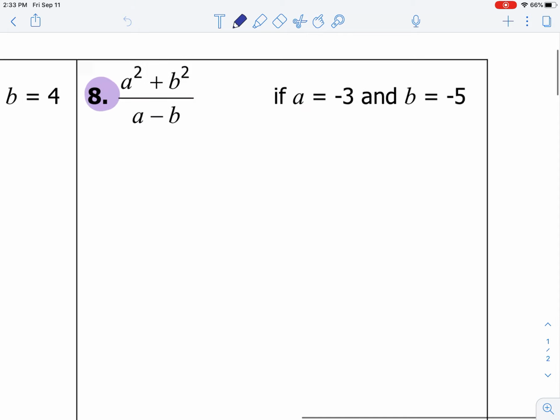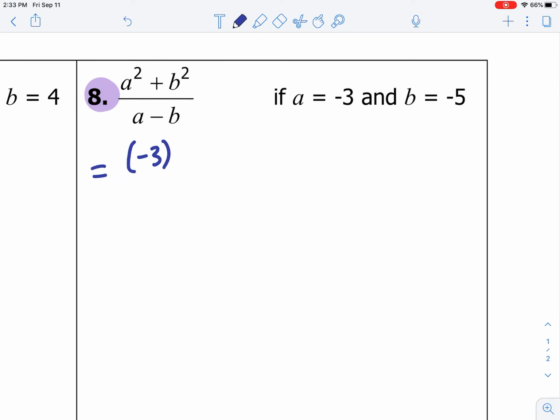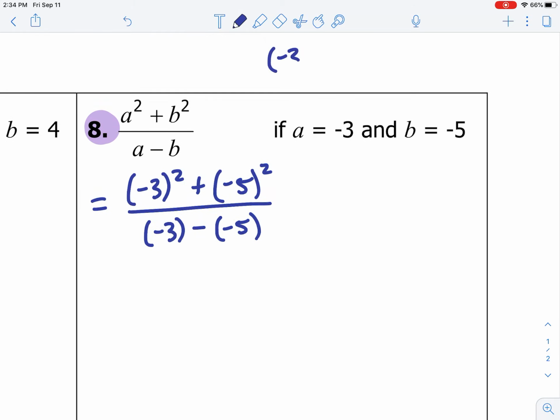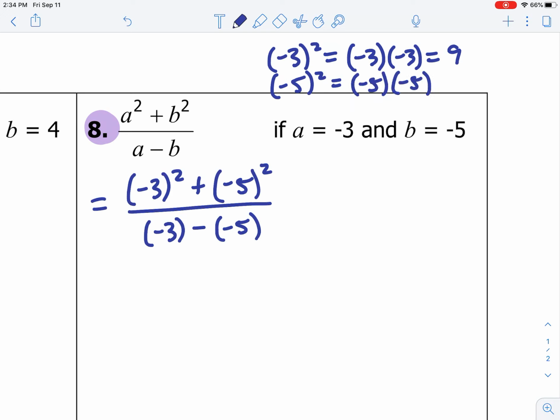So now that you've finished number 8 and number 10, let's work them together. We're substituting A with -3 and B with -5. So remember, when we square -3, it becomes a positive 9. When we square -5, it becomes a positive 25. So in the numerator, what we have is 9 plus 25.